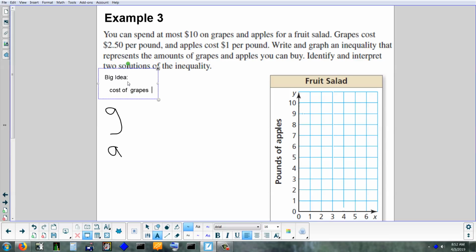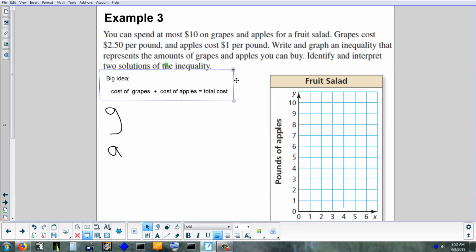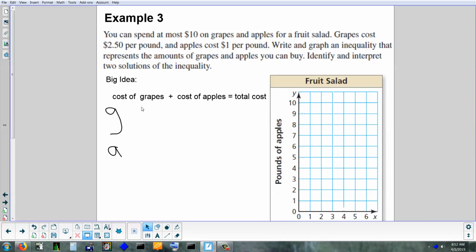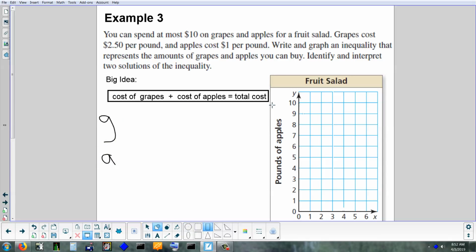So cost of grapes plus cost of apples is going to equal total cost. We don't know how many apples or grapes we bought, but we know how much they cost. Kind of like last week, when we had the 20% solution and the 30% solution, we attached a variable to that number. We're going to do the same thing here.